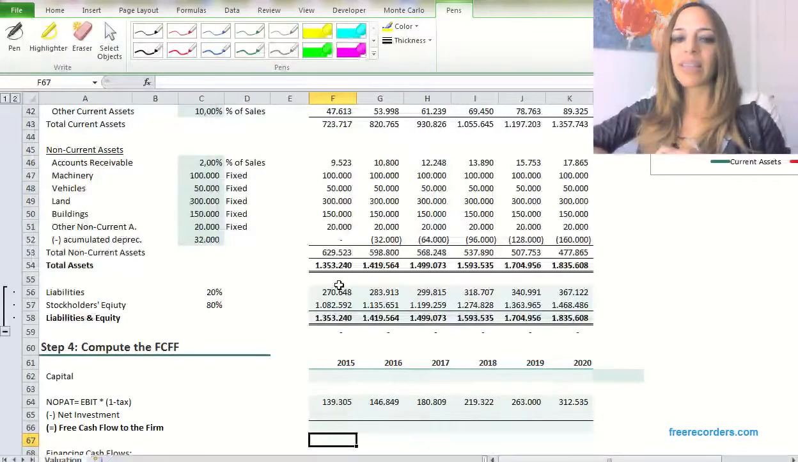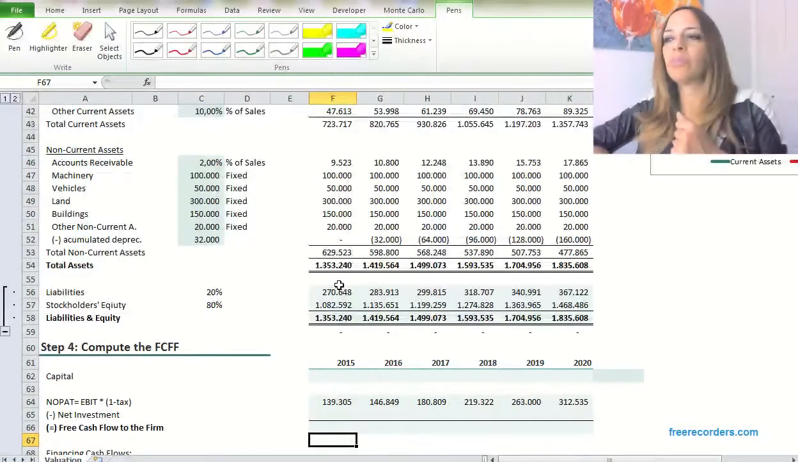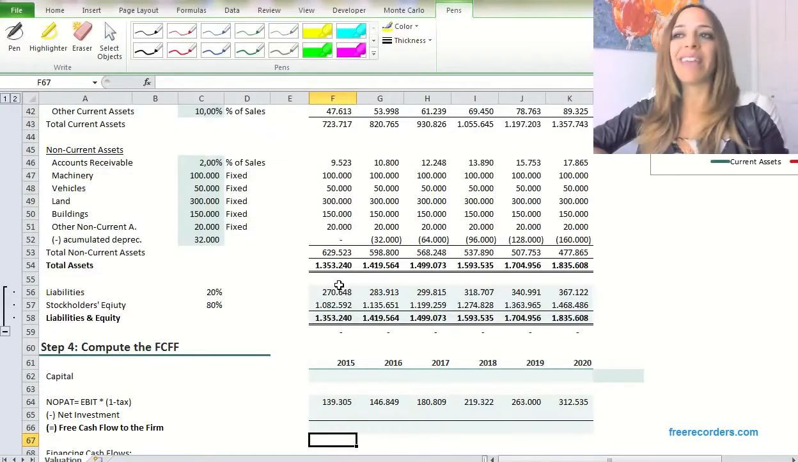Now, can we, as shareholders, take this cash and take it home? No, we can't. Can we pay a dividend on this cash?